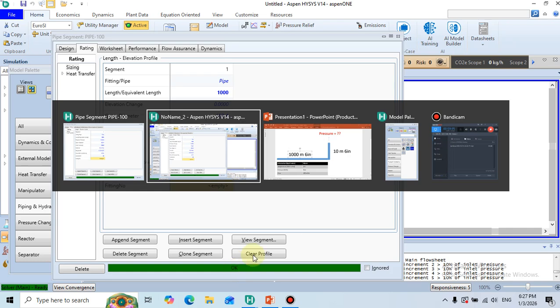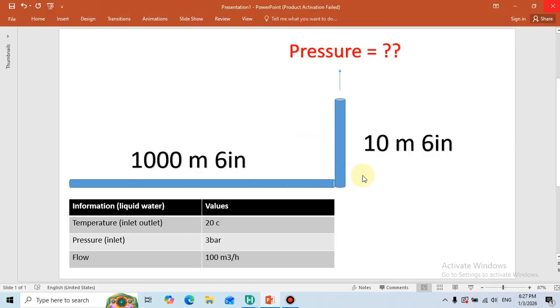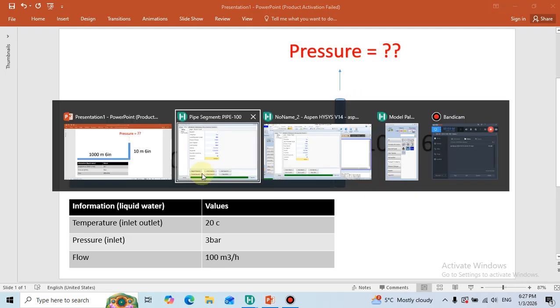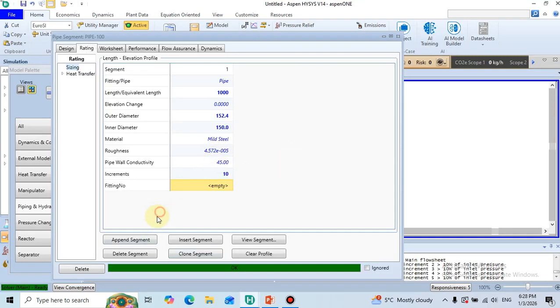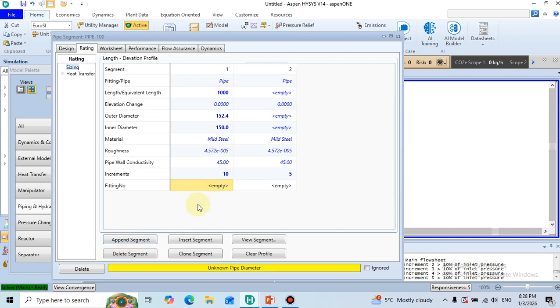So how can we add 10 meters of pipe that goes vertically up? Let's go to the simulation again and append another segment as well. So we have 10 meter of pipe, the elevation change is 10 meter as well, and the outer diameter is the same as the first one, and the inner diameter is 150 millimeter as well. So we have the same problem as well.